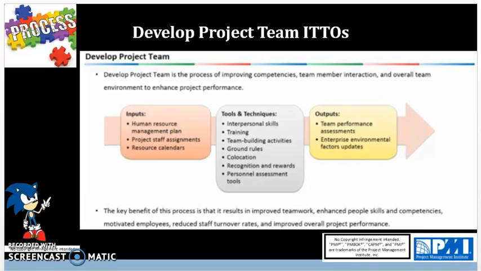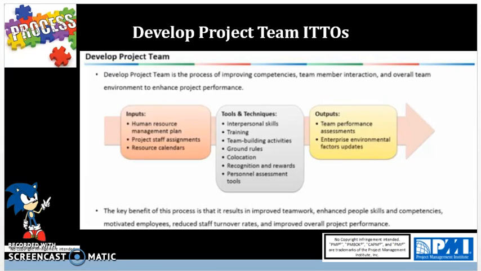Outputs from this process include team performance assessments. This includes improvements in skills that allow individuals to perform assignments more effectively, improvements in competencies that help the team perform better as a team, reduced staff turnover rate, increased team cohesiveness where team members share information and experiences openly and help each other to improve the overall project performance.